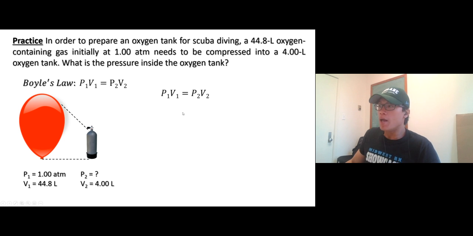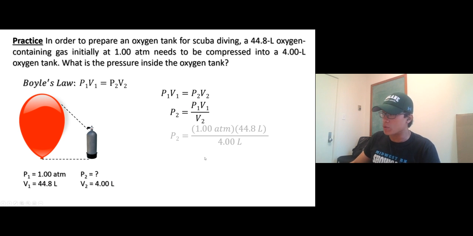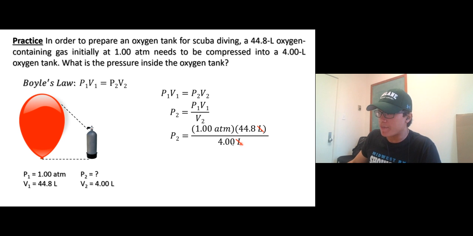Right? All right. Let's see what we got in here. We are finding P2. We try to find P2, so I'm moving V2 to the other side. So I should have P1 V1 over V2. It looks like this. And then you just plug in. So P1 V1, 1 times 44.8 at the top. V2 is 4 liters, put at the bottom. Liters cancel out with liters, so you should be able to see the units cancel out like that.